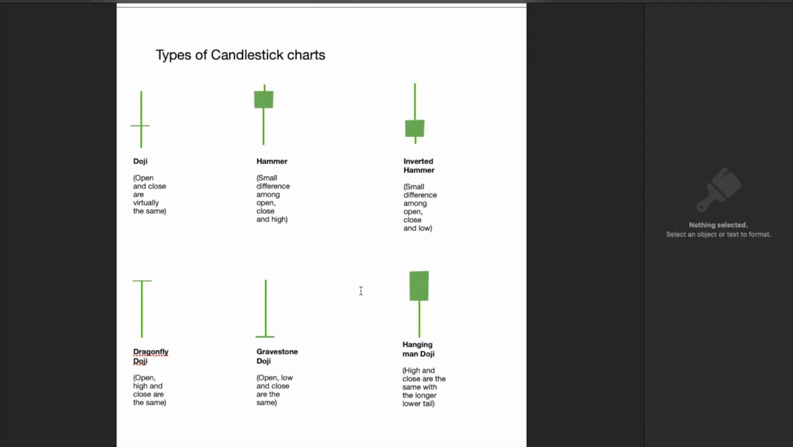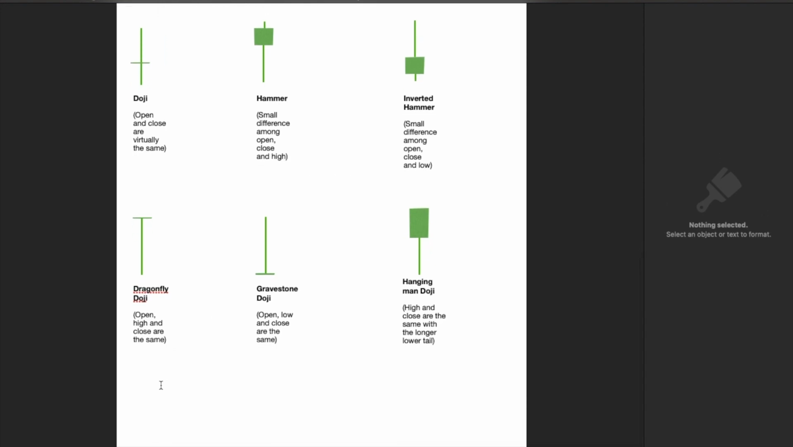Now let's have a closer look at the different types of candlesticks. These are the most famous candlesticks. This is a doji, where open and close are virtually the same. This one is the hammer. There is a very small difference among open, close and high. This is the inverted hammer, where there is a small difference among open, close and the low. This is the dragonfly doji. Open, high and close are basically the same. Whereas this is called the gravestone doji, where open, low and close are the same. This one here is the hanging man, where high and close are the same with a longer lower tail.